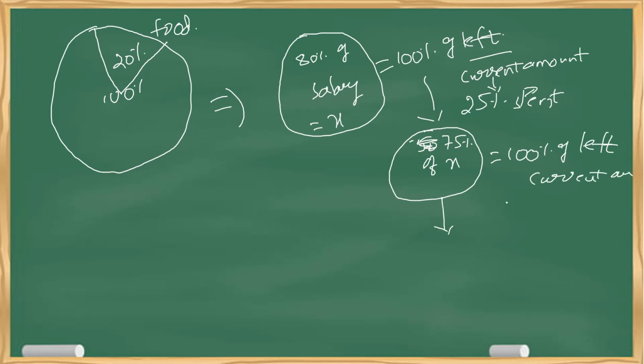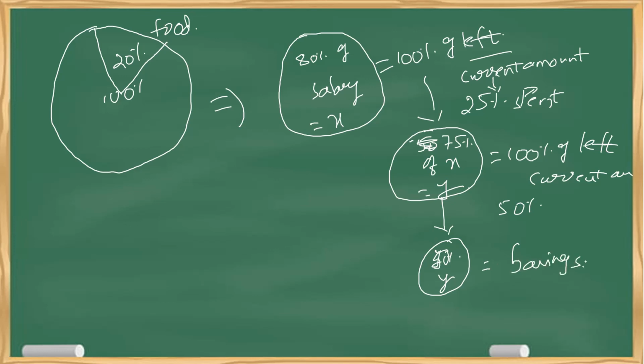Now again, how much are they spending here? 50% they are spending. Assume this is y. So the left out will be only, sorry, 50% of y is left. This is called savings.